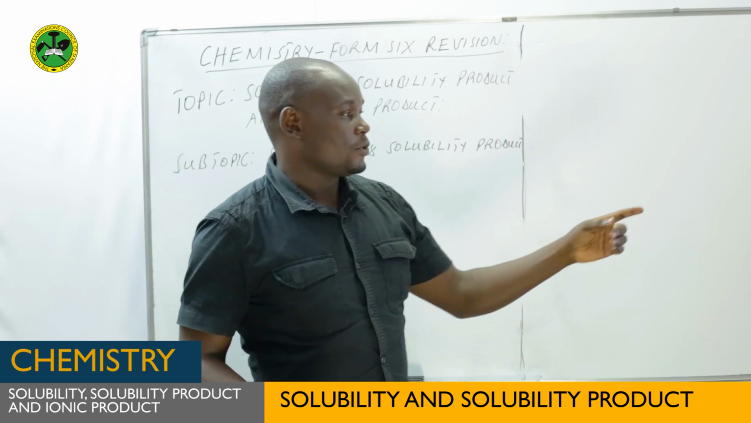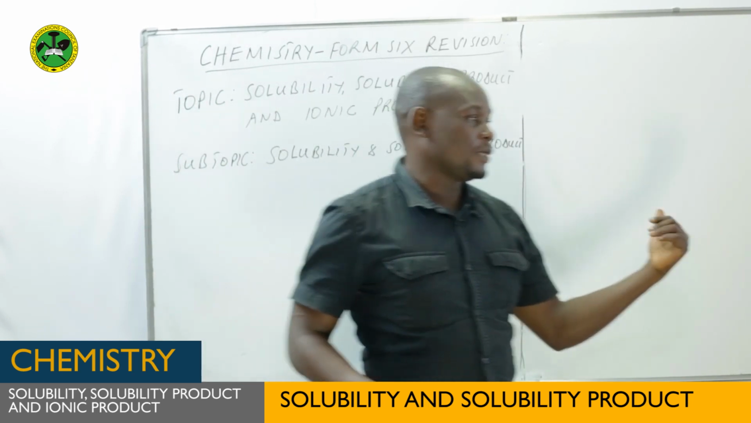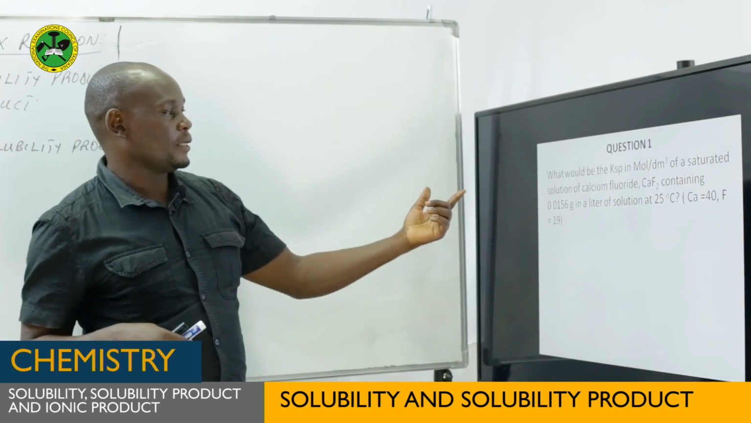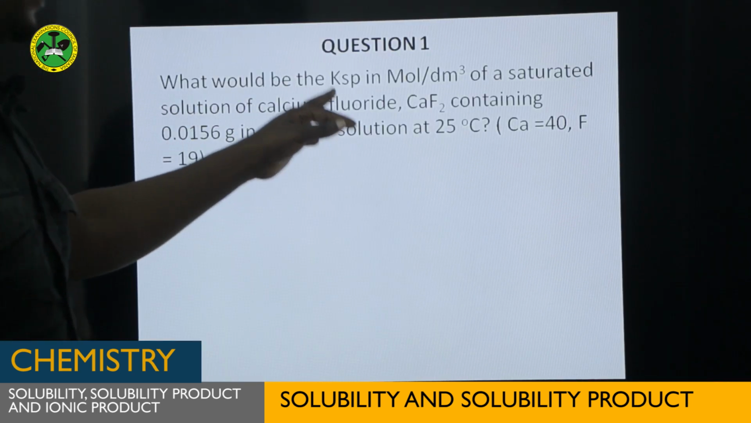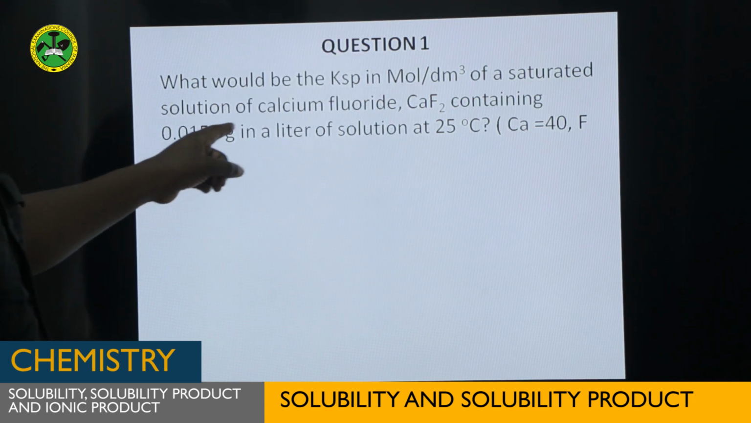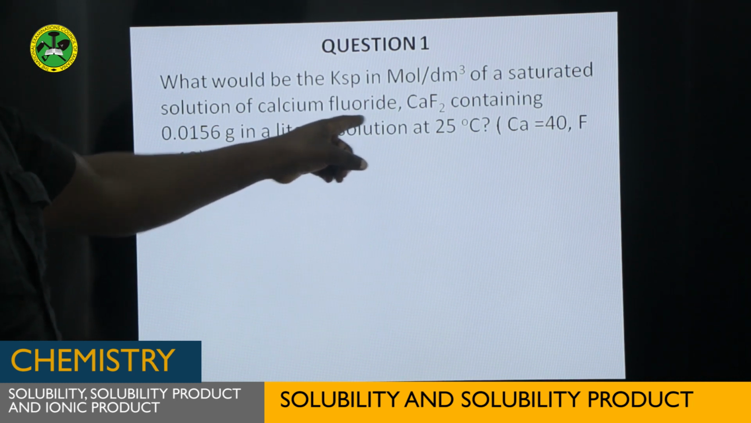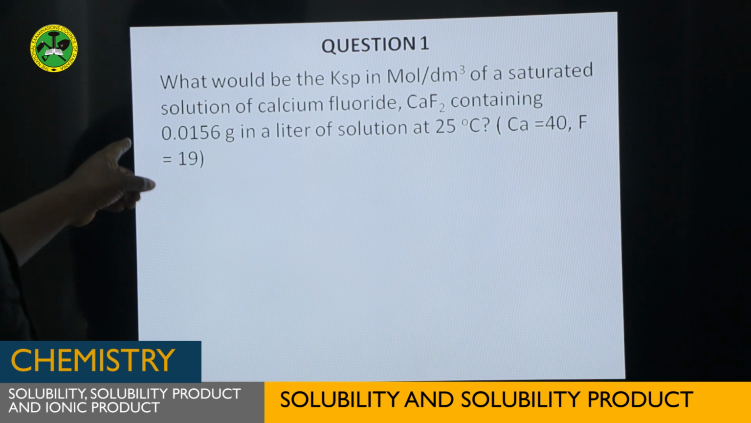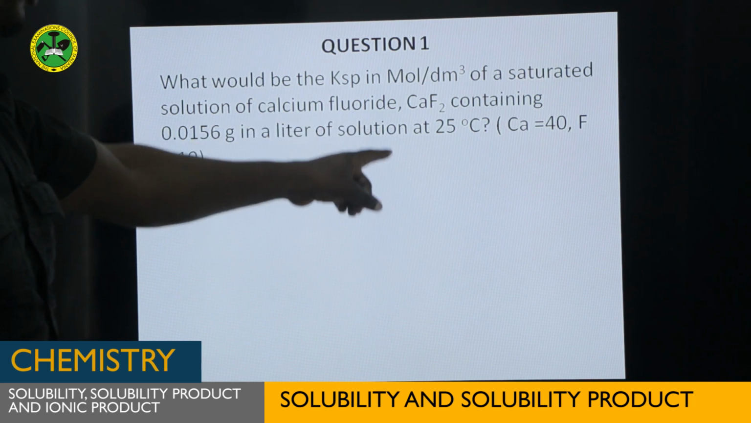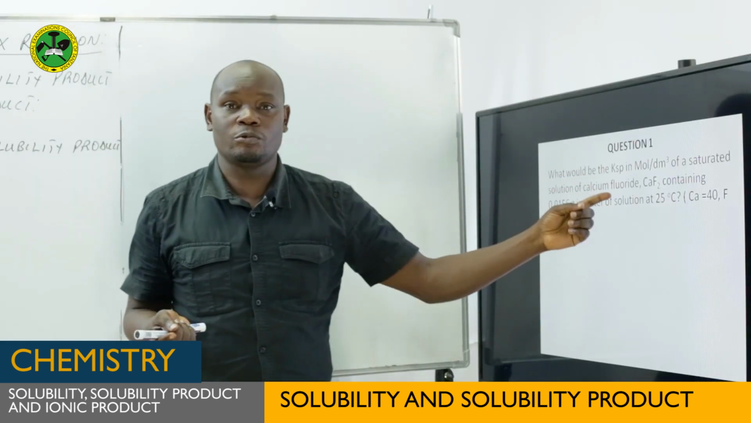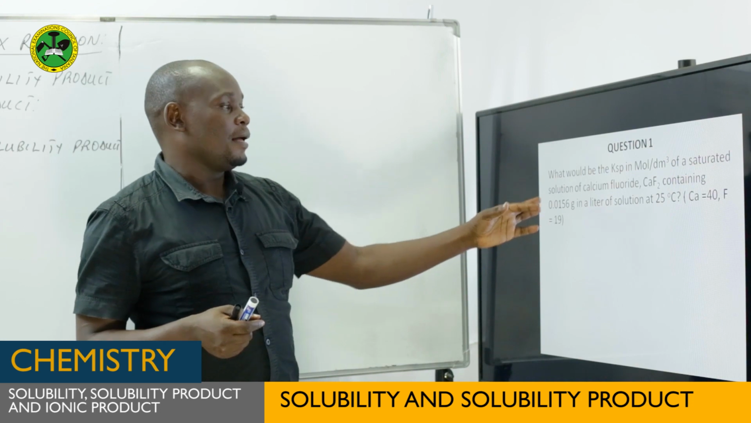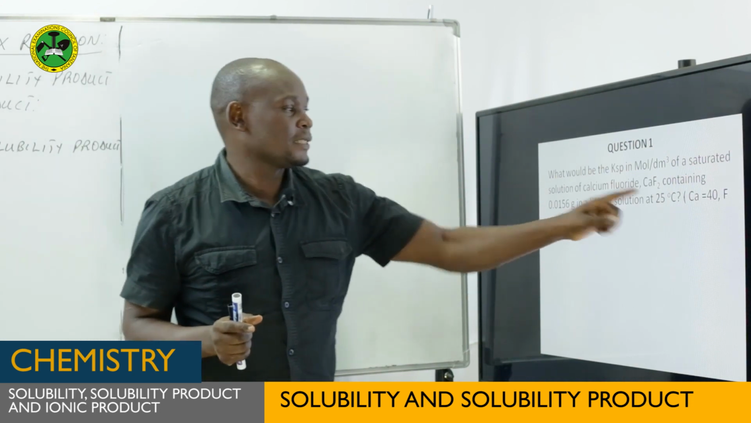Welcome back now to solving some questions that we need to consider in this subtopic that you have discussed. The first question is: what would be the Ksp, in moles per decimeter cubed, of a saturated solution of calcium fluoride containing 0.0156 gram in a liter of solution? So you have been asked to calculate the Ksp, which is our solubility product or solubility constant, and our sparingly soluble substance is calcium fluoride.